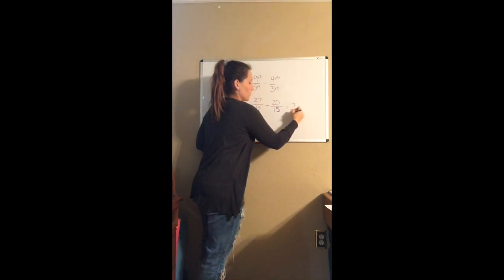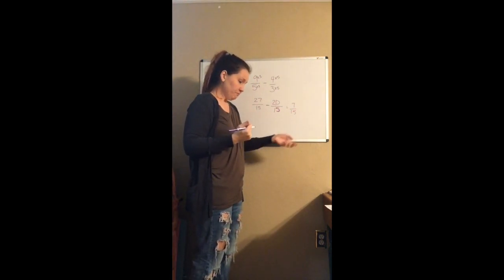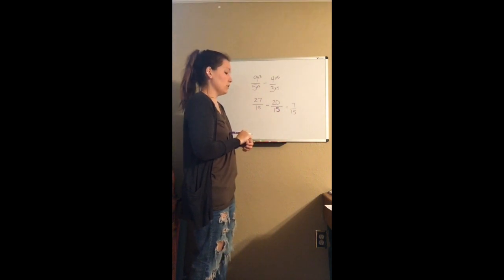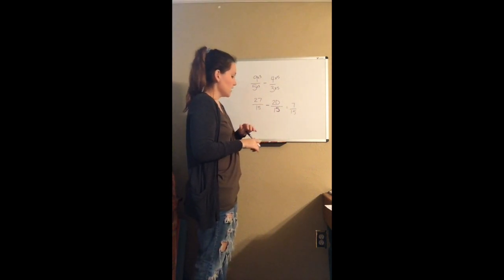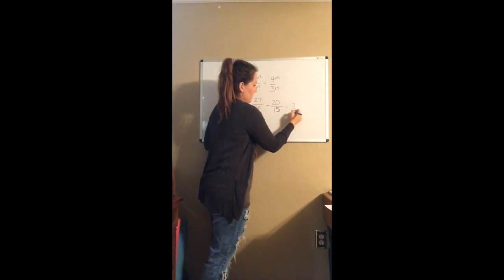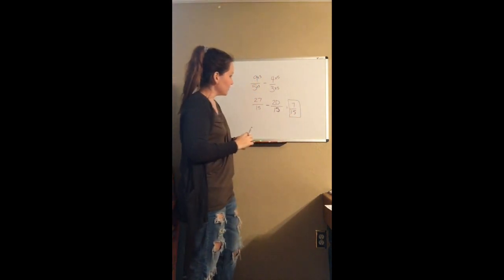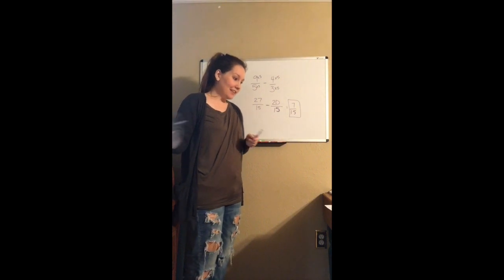And we don't mess with our denominator anymore. It stays 15. What we can do, though, is make sure there's nothing we can do to reduce this. And looking at it, there's no way to reduce that. 7 does not go into 15 evenly. So our answer is 7 over 15. So let's look at another one.